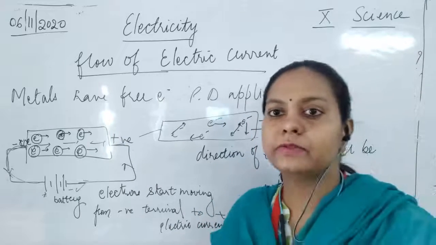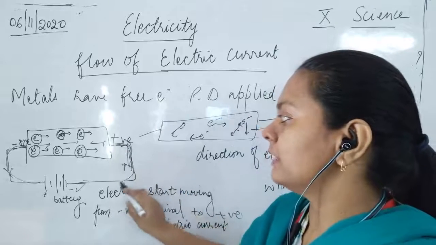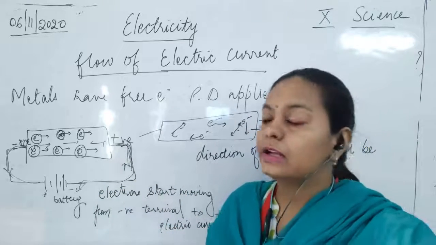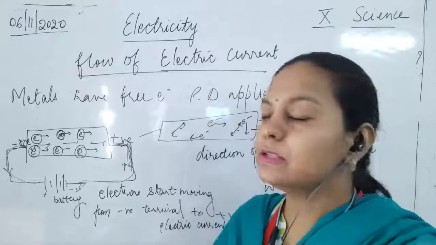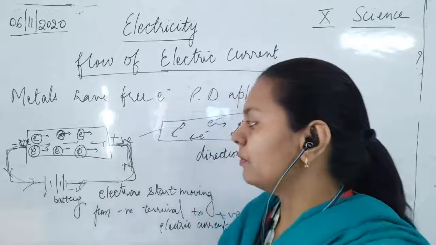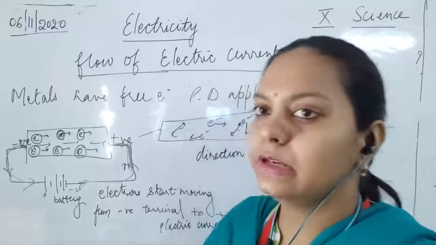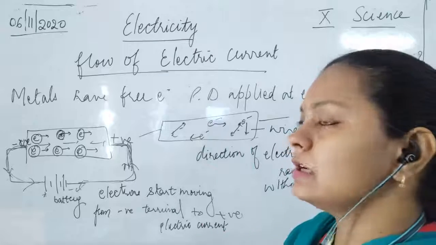We are always considering the current which is flowing in the wire. Whenever we are connecting a circuit with wires, current is always said to flow from the positive terminal to the negative terminal. So please remember the direction inside the wire.